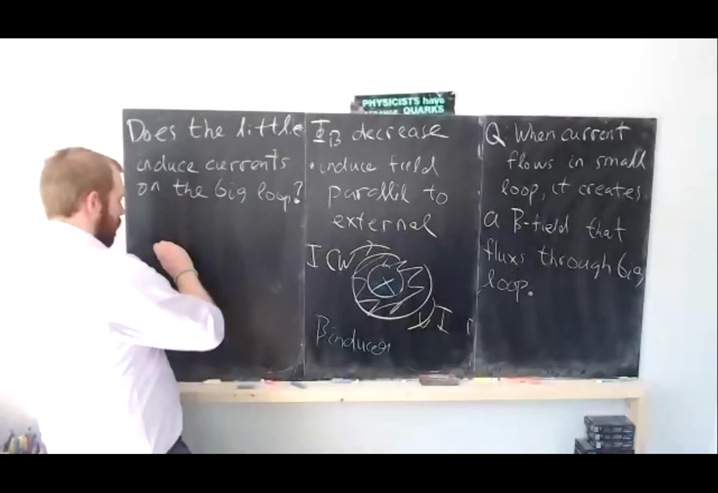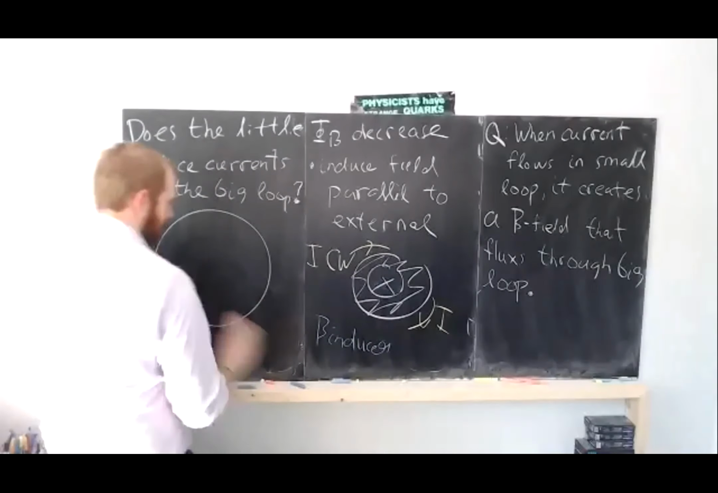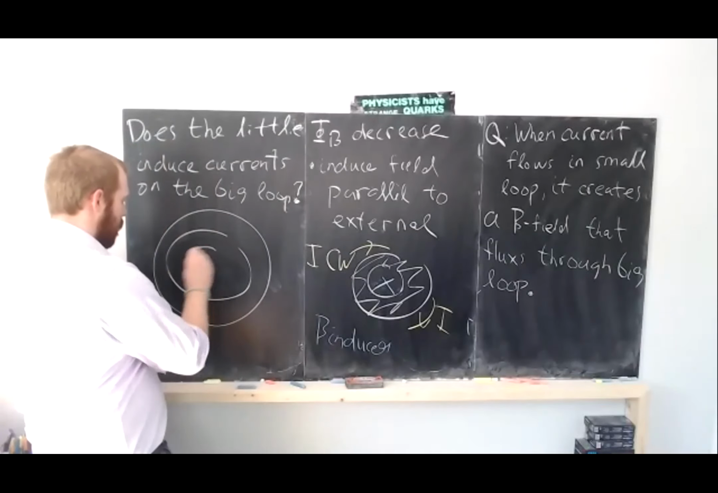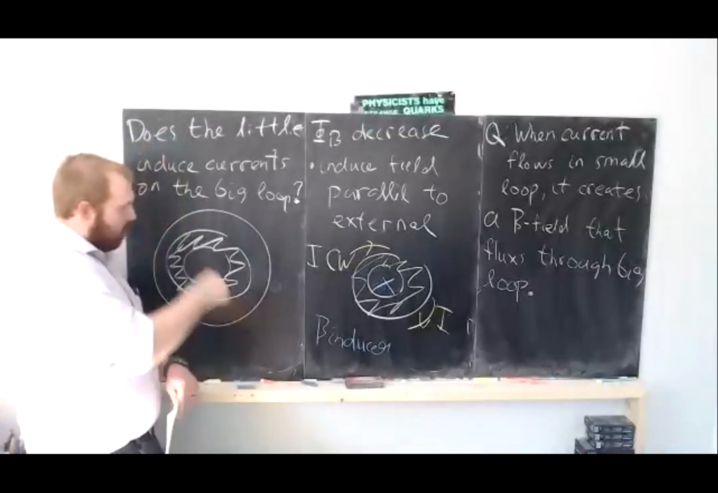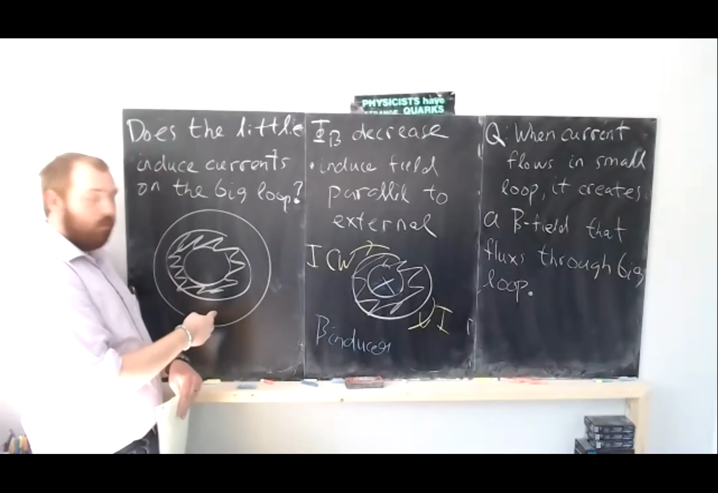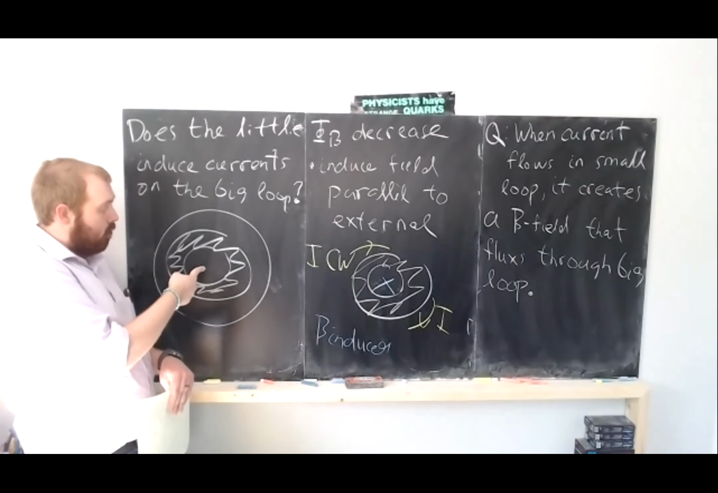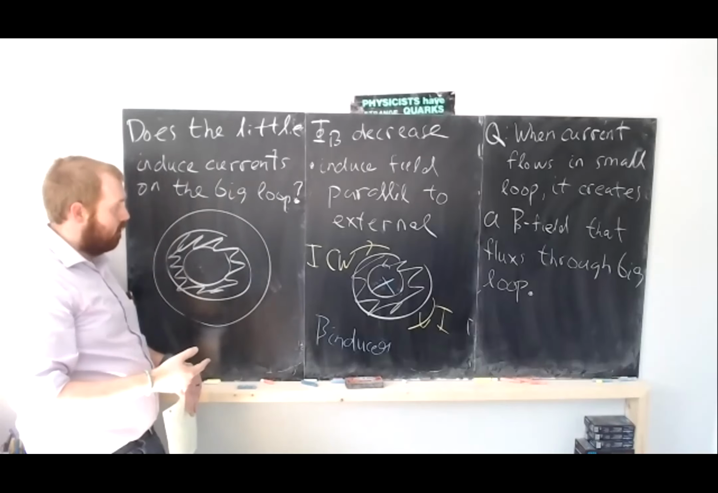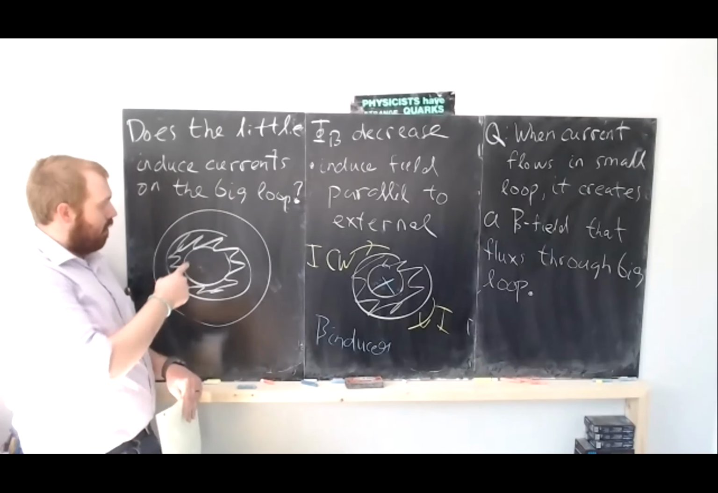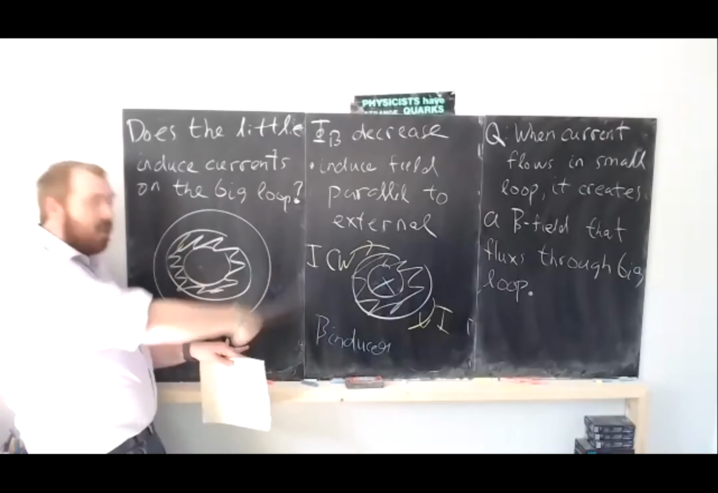I'll draw this again. You got your big loop. Let's get that nice and centered. So if current goes through the little loop, that's creating a magnetic field. Well, that current's not constant, so this magnetic field from the little loop changes, which means that the flux of the big loop changes. Well, hold on. If the flux through the big loop changes, that induces a current. So now current's induced in the big loop.